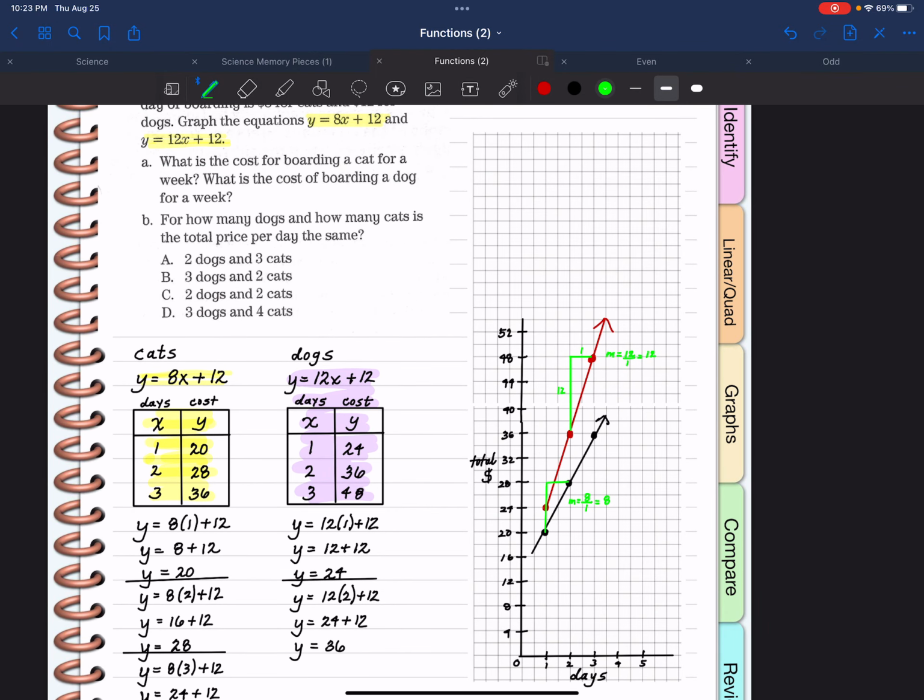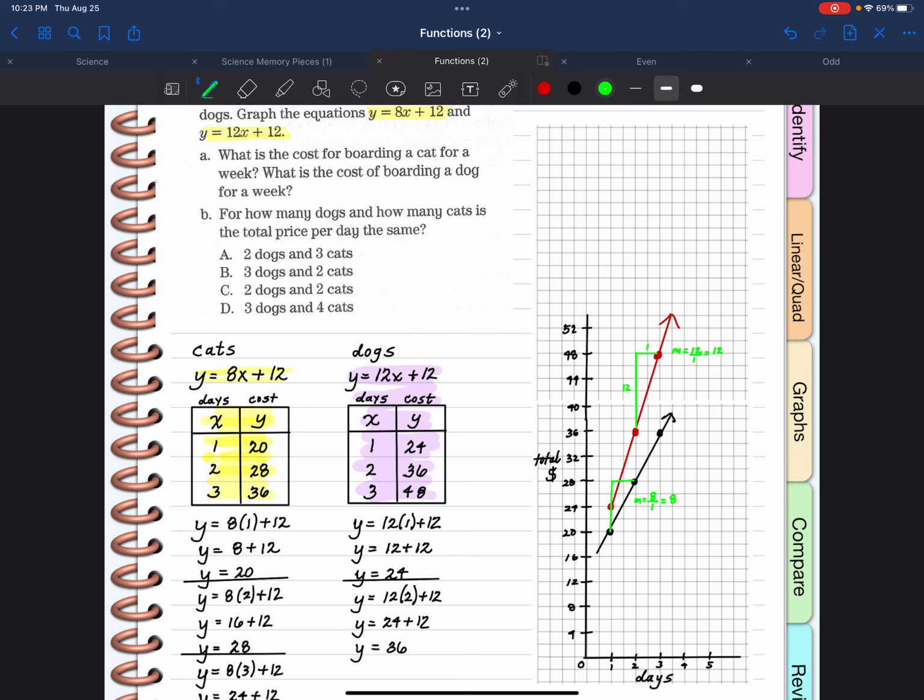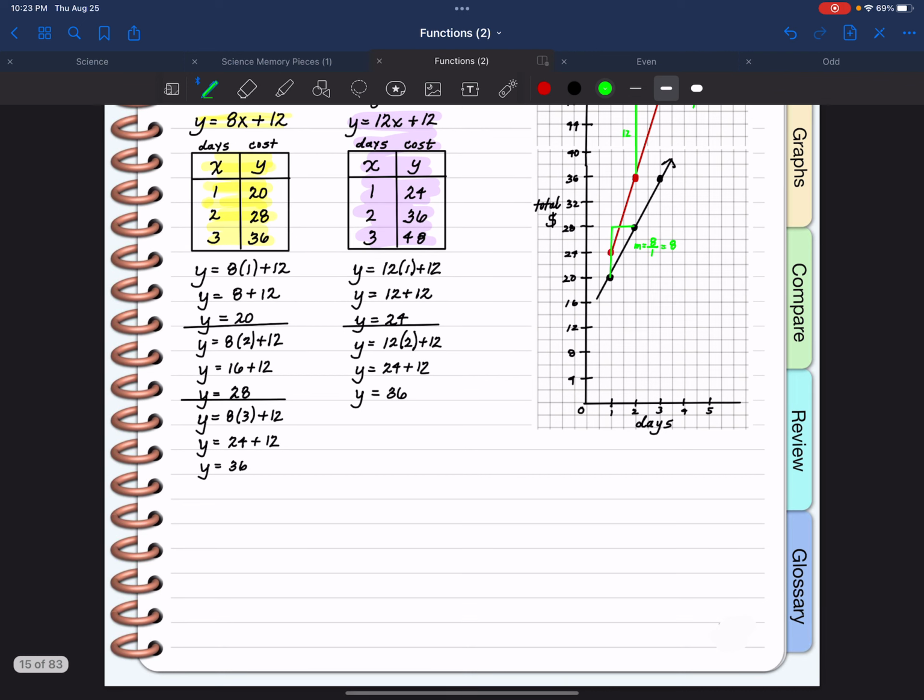So, what is the cost for boarding a cat for a week? And what is the cost for boarding a dog for a week? Well, for a cat, we can simply plug in our formula. It's this one. A week is 7 days, so let's put X as 7. And the cats are $8 a day, so you have $56 plus 12. So for cats, you would have $68 for a week.